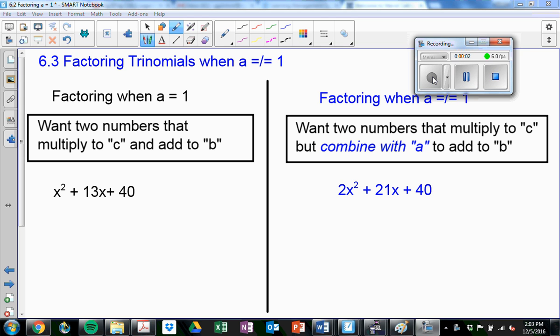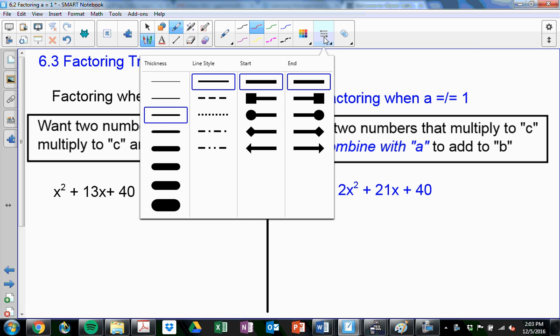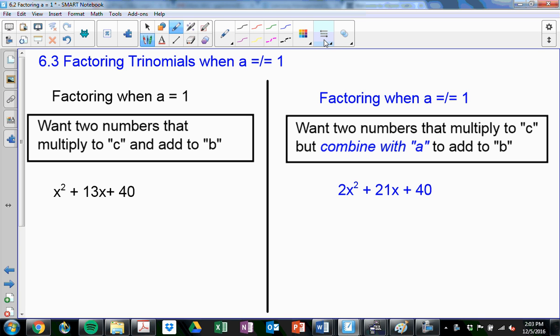We're going to be talking about factoring quadratic trinomials when the a value is not 1. We're going to start with when the a value is 1, just to kind of refresh and compare. So I'm going to do an example over here where the a value is 1, and then compare that to here where the a value is not 1.